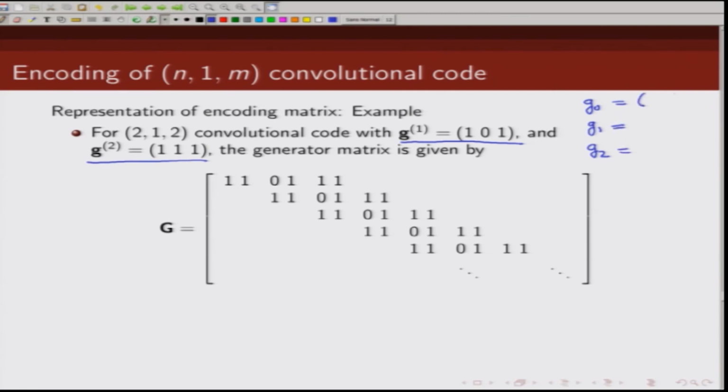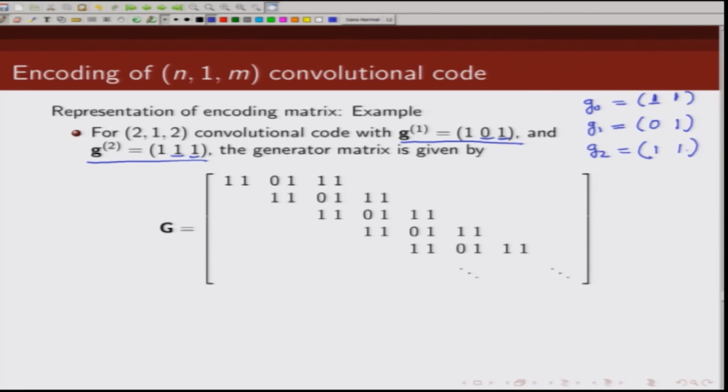Okay. Then can I write basically what is my G0, G1 and G2. So G0 is given by, now there are two outputs, so G0 will have two terms, the first term corresponding to the first coded sequence. So here this is 1, and what about the second coded sequence? That is 1. So G0 is 1 1, G1 is, this is 0 and this is 1, so G1 is 0 1, and what about G2? G2 is, this is 1 and this is 1, so G2 is 1 1.